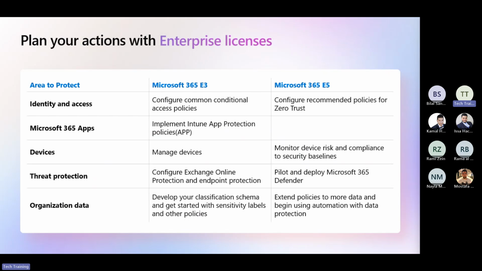And added to that, with 365 I can have what are called policies for zero trust, and the rules go on here. Let me give you another example, which is the devices. You can manage devices. Here you can monitor device risk and compliance to the security baselines. And the threat protection is configuring Exchange Online Protection and endpoint protection. The endpoint means the node or the PC or the application or the service. You can go there and make sure that everything is well.